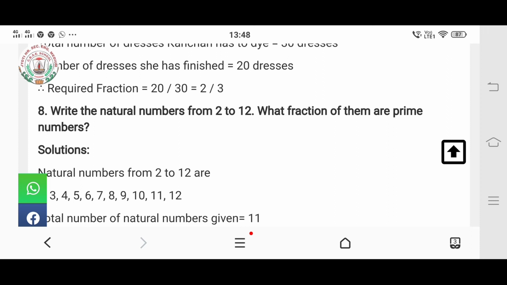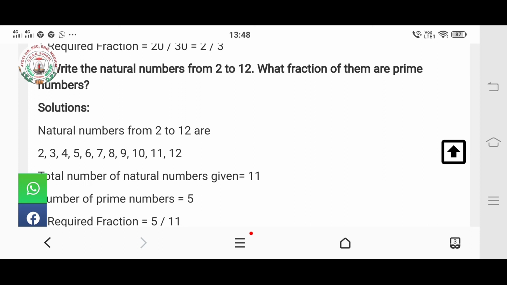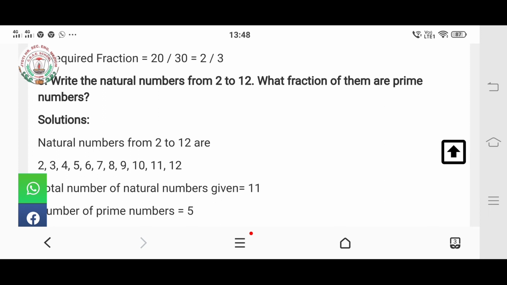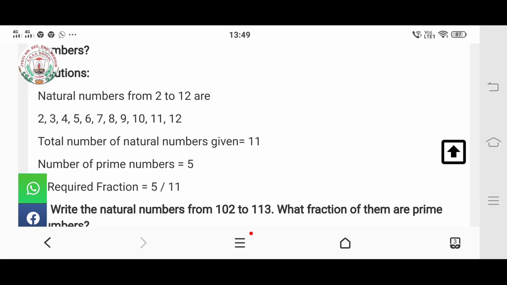So how many numbers are there? Total 11 numbers are there, starting from 2, 3, 4, 5, 6, 7, 8, 9, 10, 11, 12. And the total number of prime numbers, so you shall write the prime numbers here also: 2, 3, 5, 7, 11. Total 5 prime numbers are there. So the required fraction will be 5 out of total 11. So 5/11 is the required fraction.